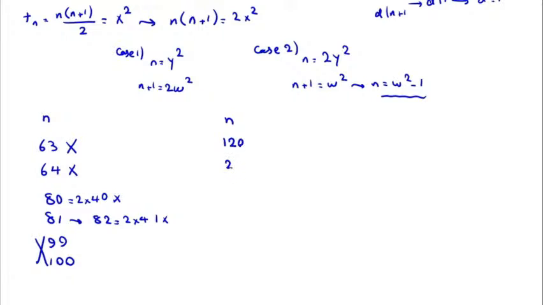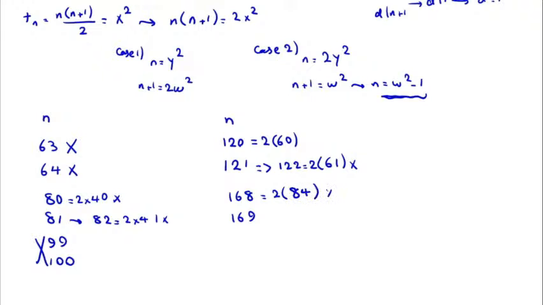11 squared, 120, 121. So n is 120, which is w squared minus 1, 11 squared minus 1. n should also be 2y squared. It's 2 times 60, which is not that. In this case, 121, n plus 1, which is 122, should be 2 times a perfect square, which is not. Now, it is 120, 11 squared. 13 squared, 168, 169. If it is 168, n should be 2 times a perfect square, which is 2 times 84. It's not a perfect square. 169 like this, n plus 1, 170 should be 2 times a perfect square, which is 2 times 85. No. It was 13 squared.